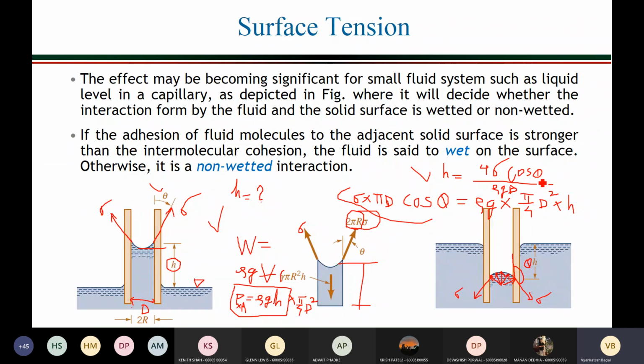Only thing is here, theta is more than 90 degrees. So this cos theta will be minus. So that indicates that there is capillary fall and not the rise. In case of mercury, you will observe this type of situation. Is it clear how we derived the expression for capillary rise and capillary fall?